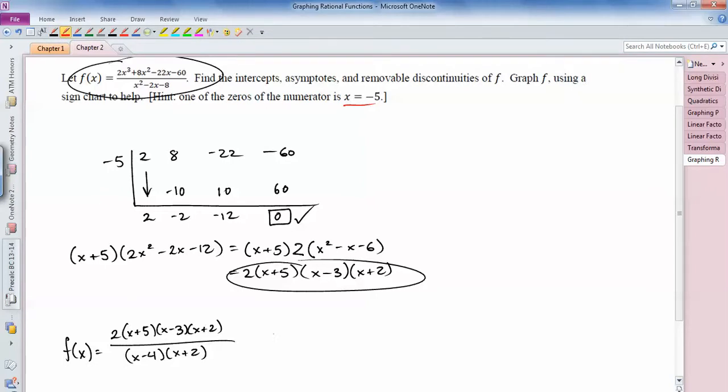One thing I want to note right here: the domain is that x cannot be 4 or -2, because that puts a 0 in the denominator. So we'll just remember that.